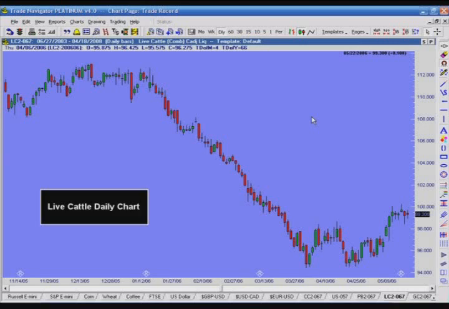Now that we understand how to draw a channel line, let's look at how we would use that to generate a signal for trading. The first thing we're going to look at are exits, so we're going to focus on that first. And I've taken this example, the live cattle daily chart, because it has a rather narrow trend here. Strong downward trend, but still narrow. So we're going to start with that type of situation first.